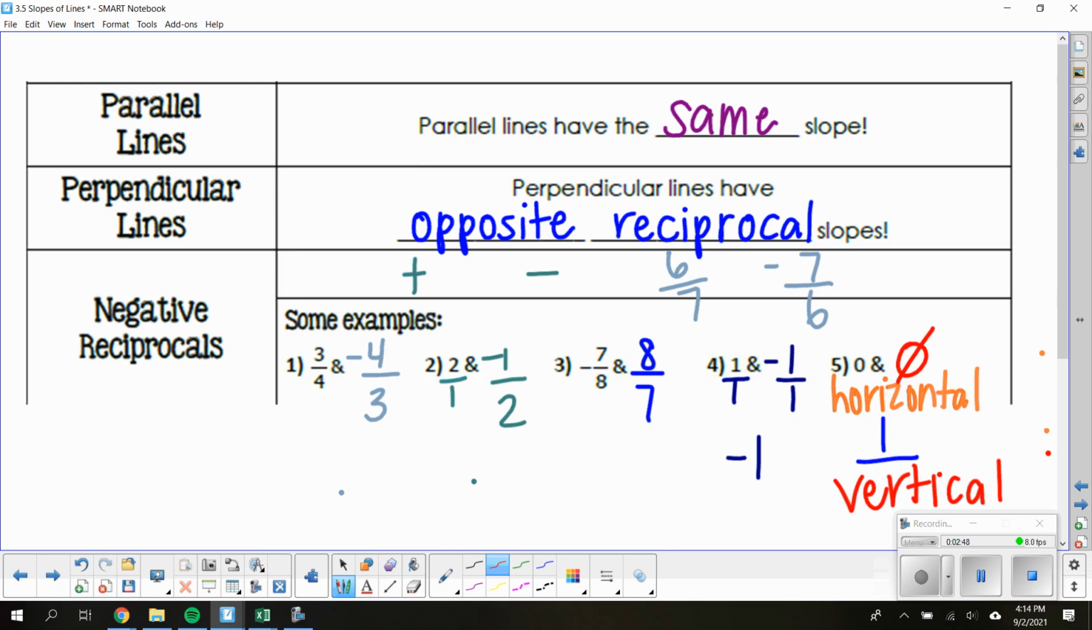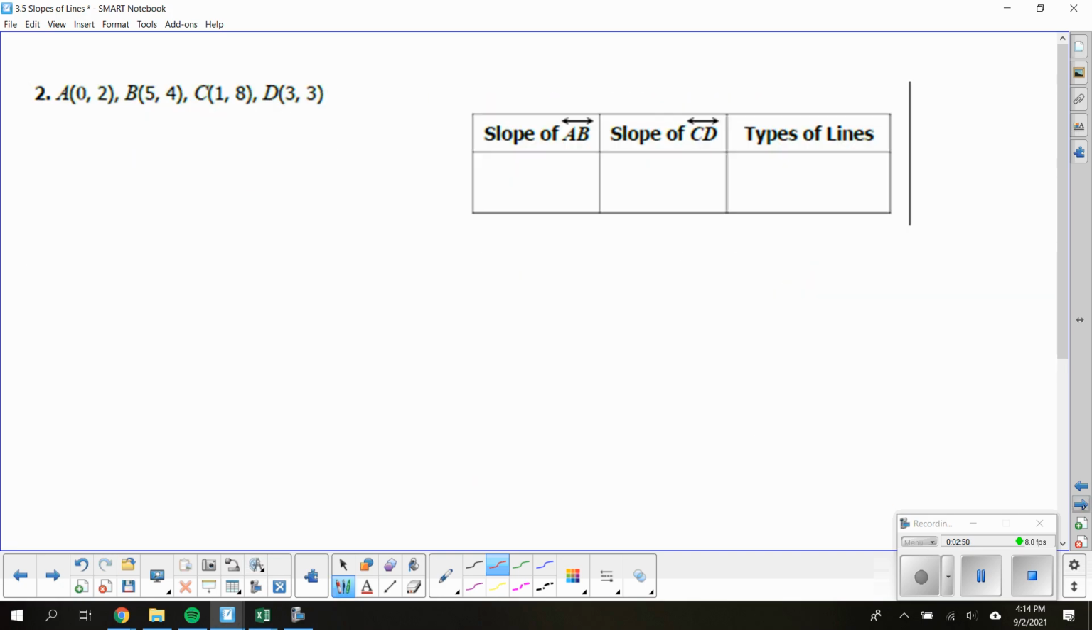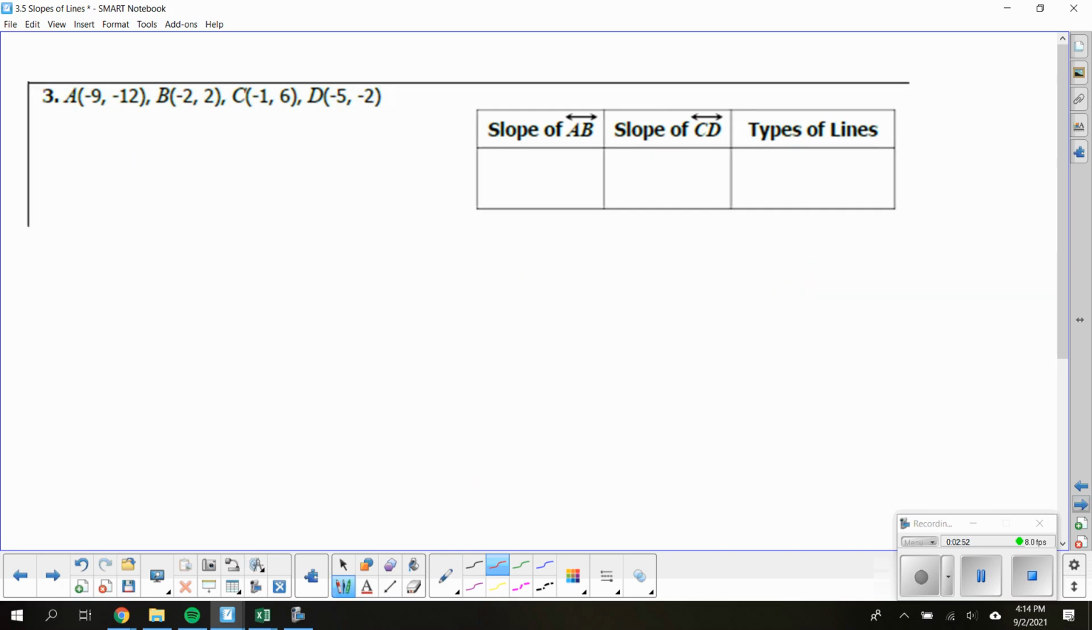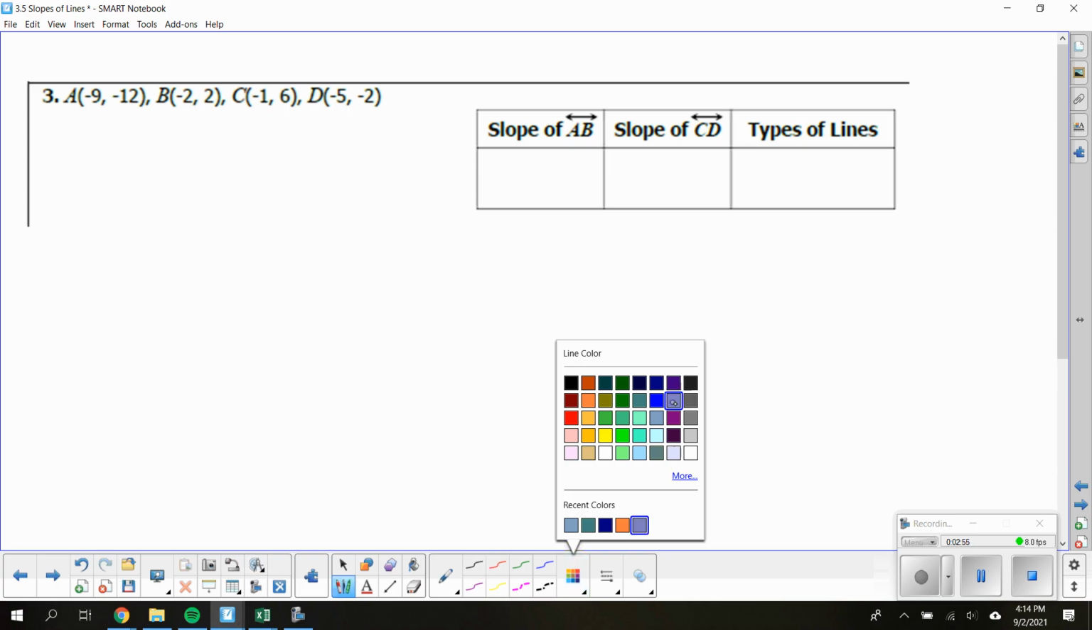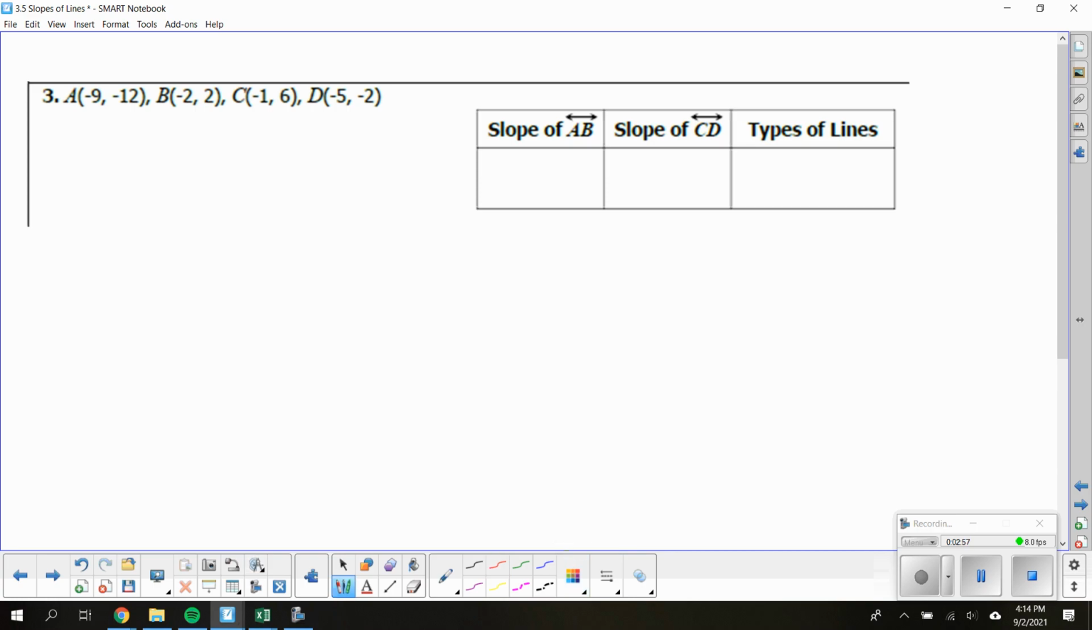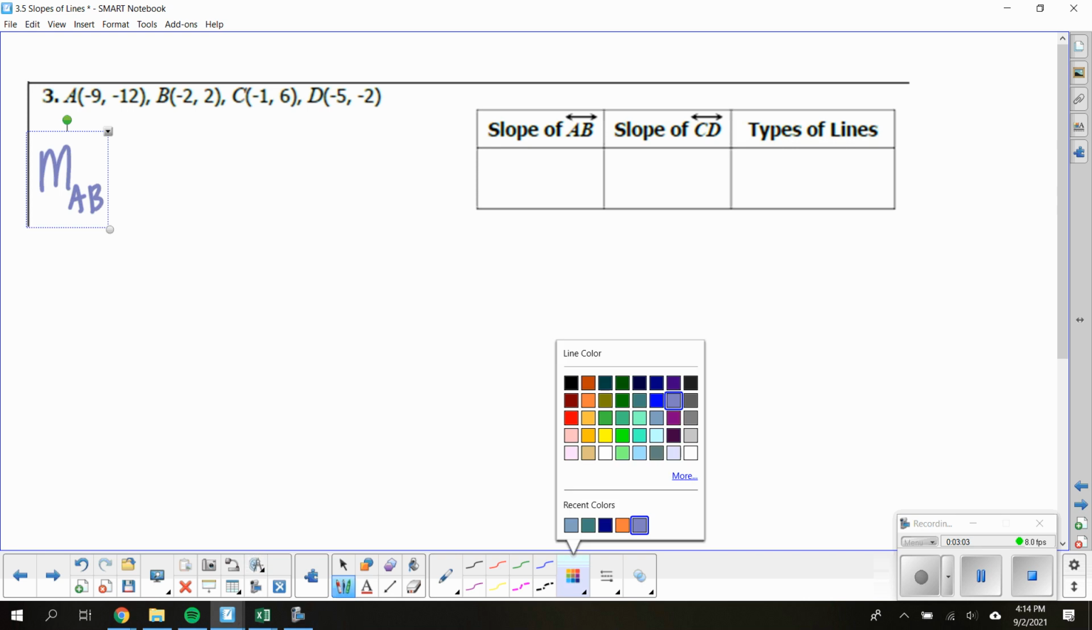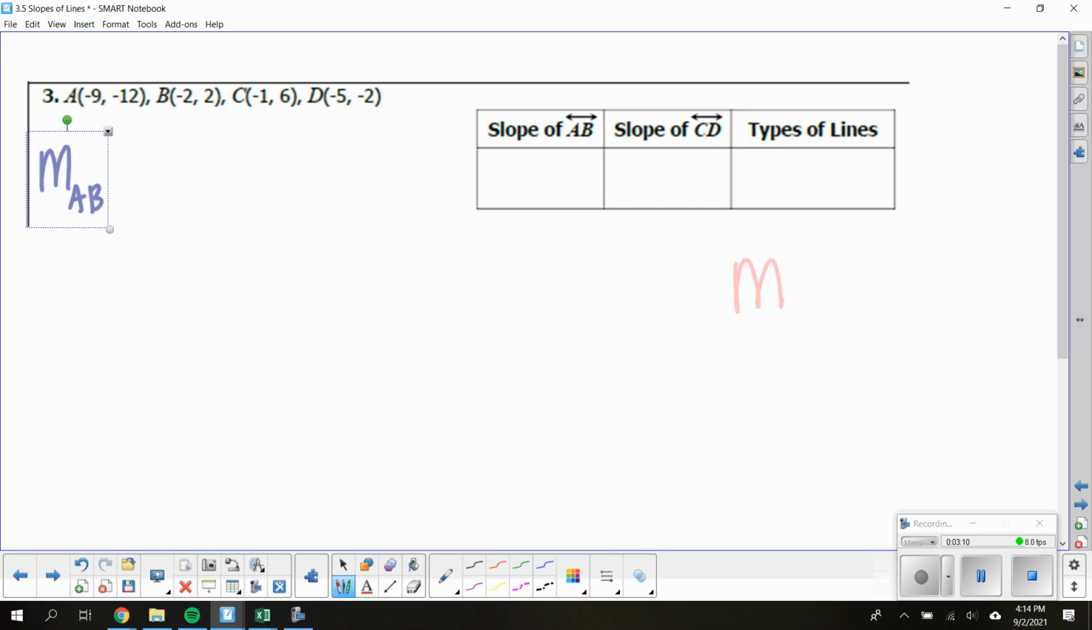So let's go to number 3. So first we have to find the slope of both of our lines. So looking at our first one, line AB, your slope, remember, is going to be change in y over change in x. So your slope formula is going to be y sub 1 minus y sub 2 over x sub 1 minus x sub 2. Y is on top, x is on bottom.